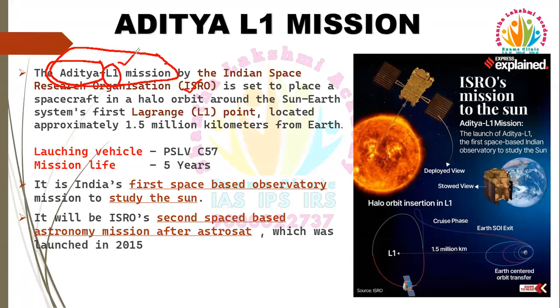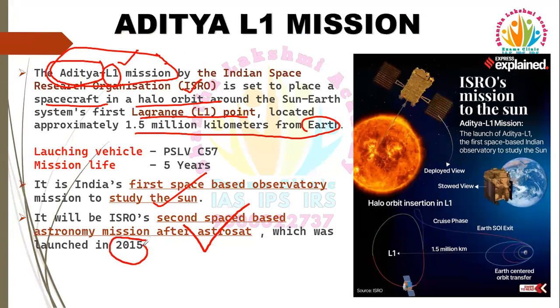So in this mission, ISRO is set to place a spacecraft in a halo orbit at the Lagrange 1 point, which is located 1.5 million kilometers away from the Earth, to study the sun. This will be India's first space-based observatory mission to study the sun and India's second space-based astronomy mission after AstroSat, which was launched in 2015. AstroSat is India's first multi-wavelength space telescope.